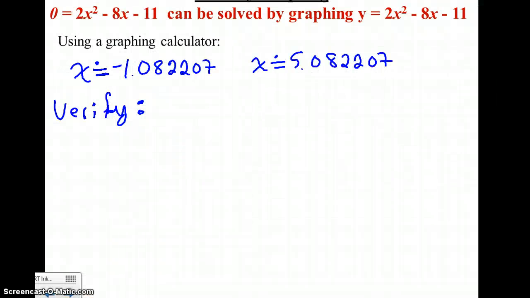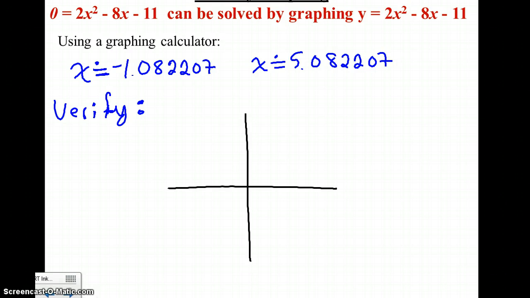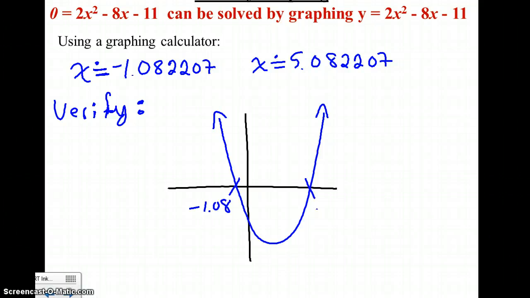It's probably not a bad idea to draw a quick sketch. All right, we draw a sketch of our parabola. We know it looks something like this. Label the x-intercepts. This is approximately -1.08. This is approximately 5.08. And we should state the window setting we used.